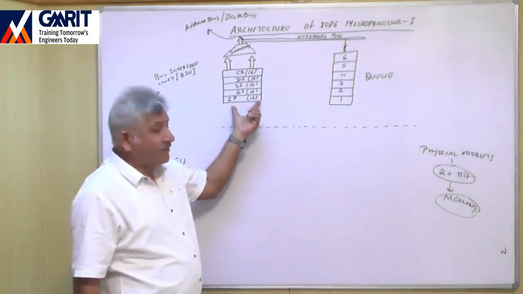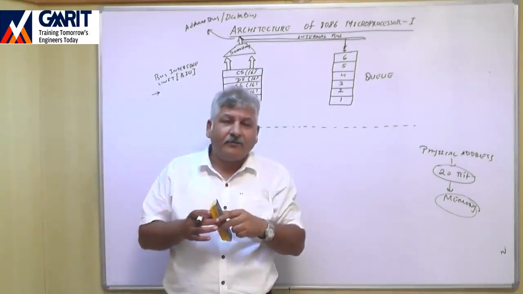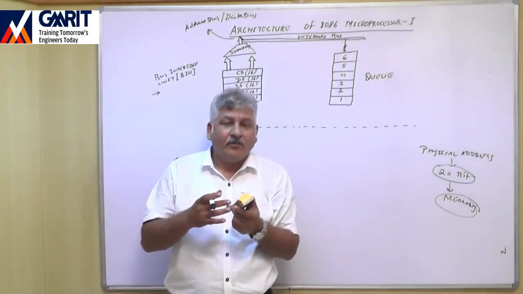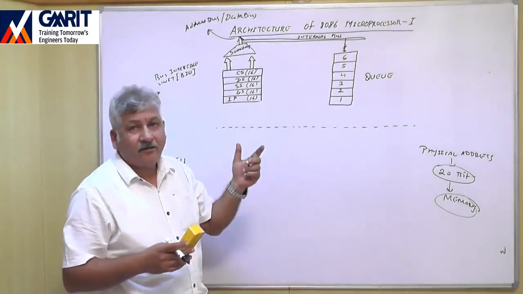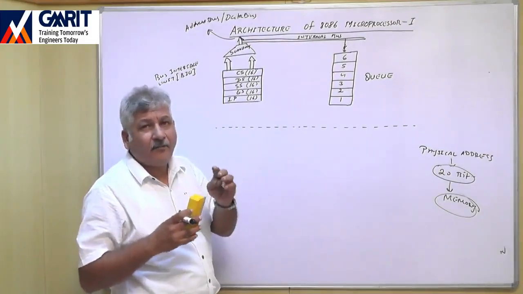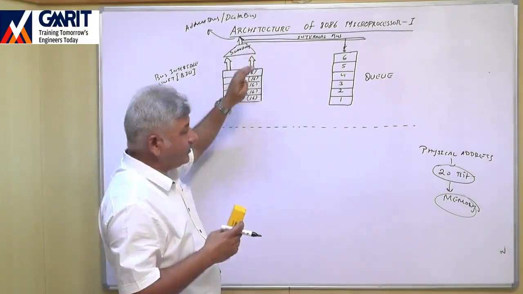But the internal registers are 16-bit. So basically the address of the memory is stored in the form of 16-bit. But we have to generate a 20-bit address. So we have to do certain manipulations, calculations, operations. That will be done by this summing unit.